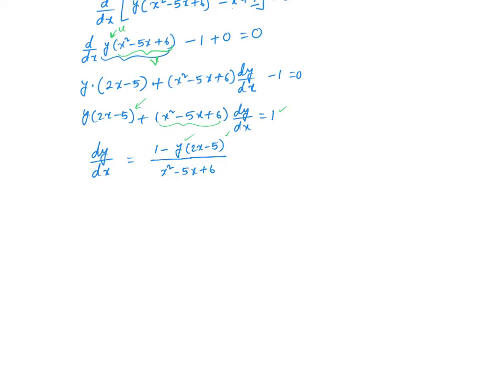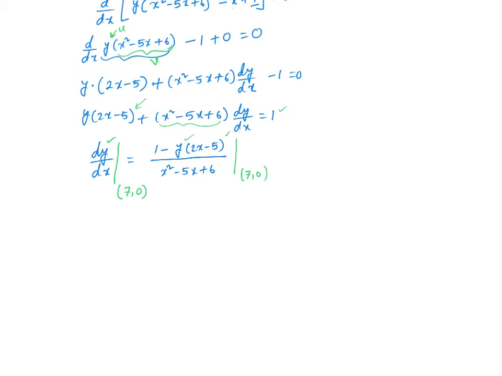So dy over dx. Now that's the slope. Remember, the derivative is the slope. But we need to find the slope at what point? We need to find the slope at (7, 0). That means I need to evaluate it at (7, 0).